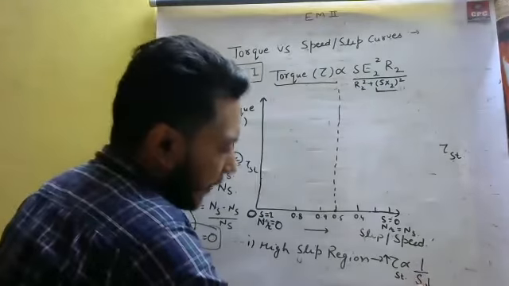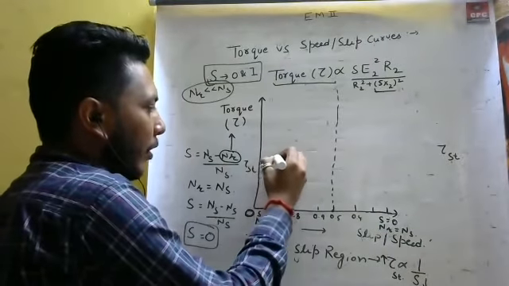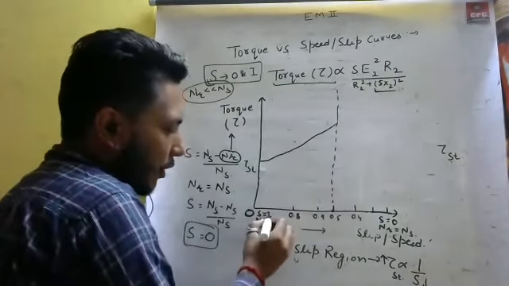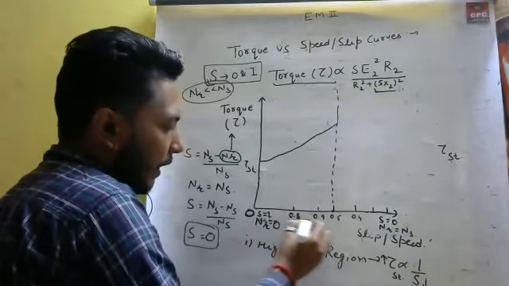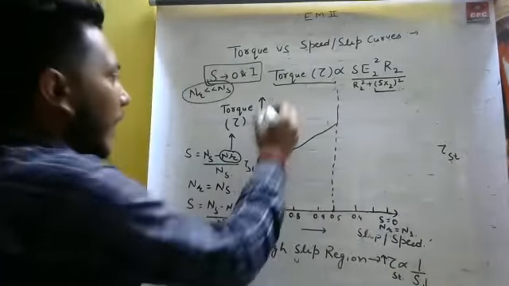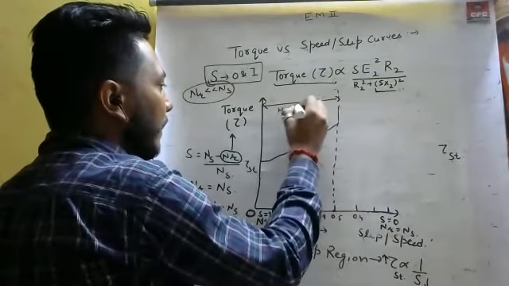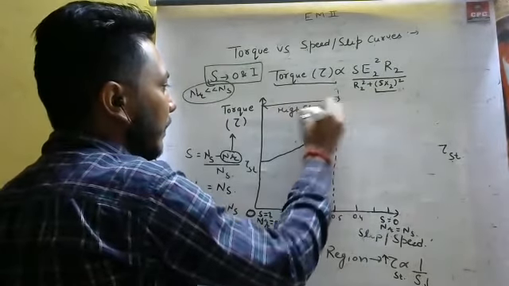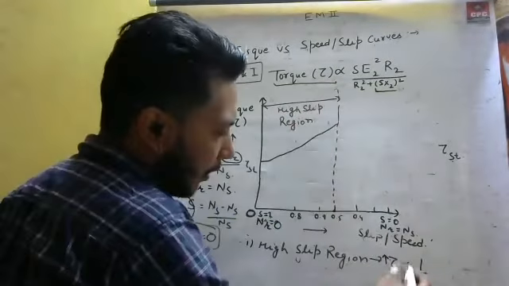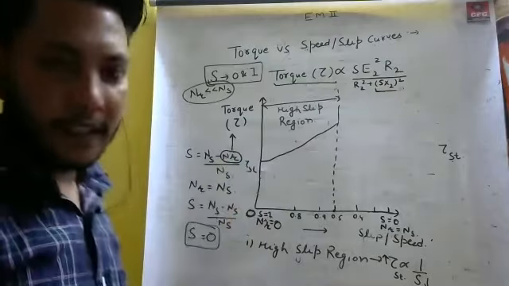When the value of slip decreases, the torque increases. Slip here decreases: 1, 0.9, 0.8, 0.5. Okay, this is your high slip region. Here we calculate that the torque is inversely proportional to S. This is your high slip region.